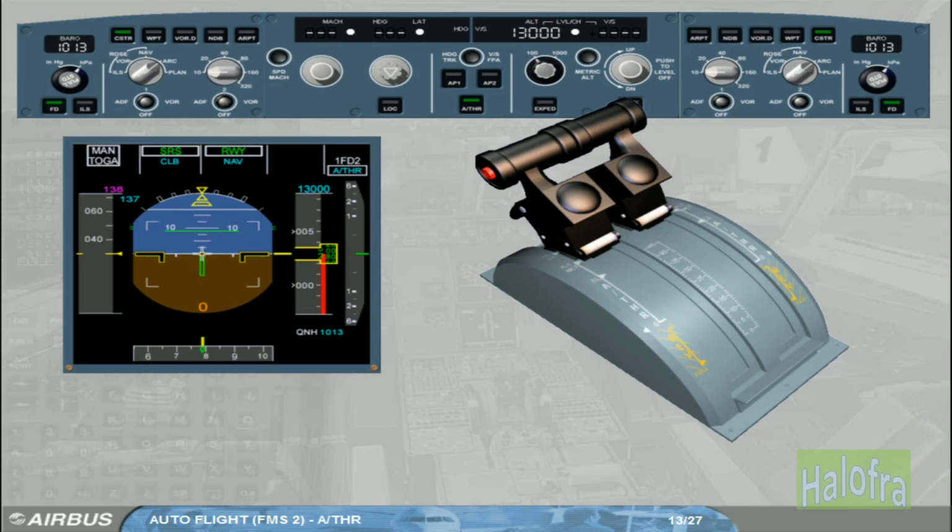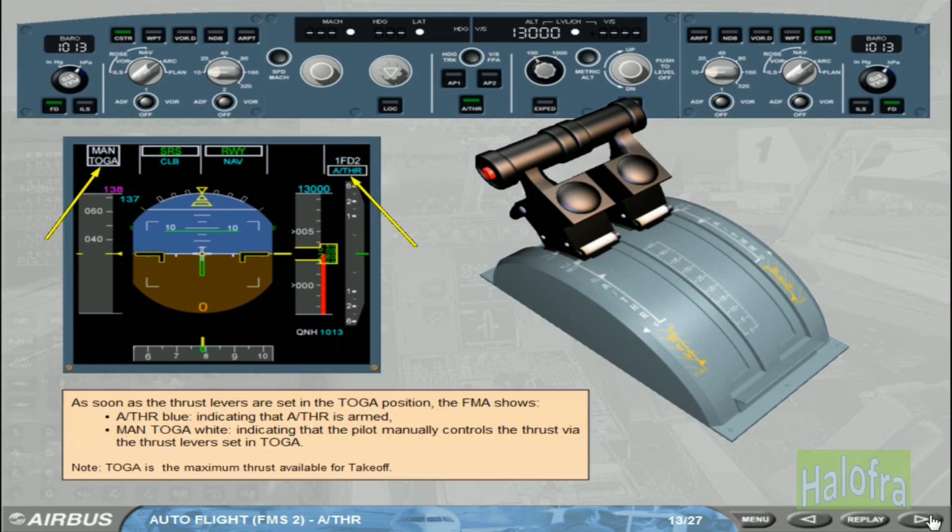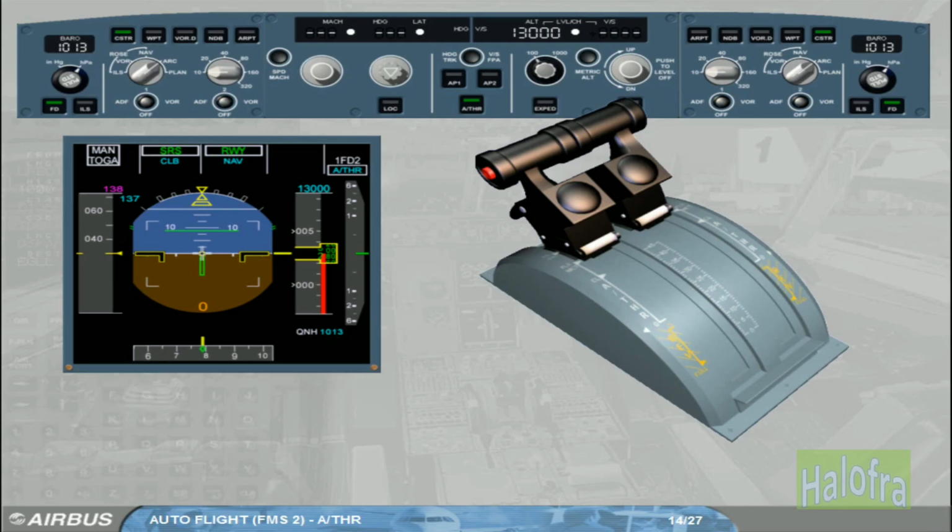As soon as the thrust levers are set in the TOGA position, the FMA shows autothrust in blue, indicating that autothrust is armed, and MAN TOGA in white, indicating that the pilot manually controls the thrust via the thrust levers set in TOGA. Note, TOGA is the maximum thrust available for takeoff. At the same time, on the FCU, the autothrust push button light illuminates in green.